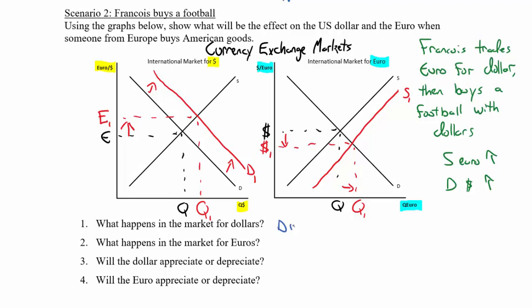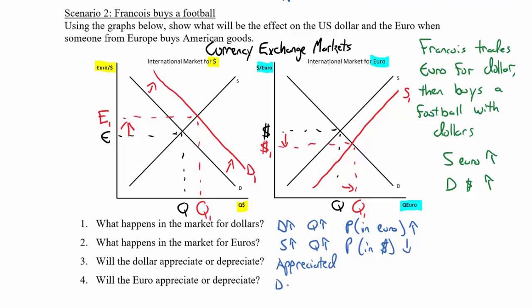The demand is going to increase in the market for dollars, quantity is going to increase, and the price in euros goes up. So we know that this will be appreciating. Conversely, supply goes up, quantity goes up, and the price in terms of dollars goes down. So in this case, when foreigners are buying American goods, the dollar will appreciate. It has appreciated and the euro has depreciated.